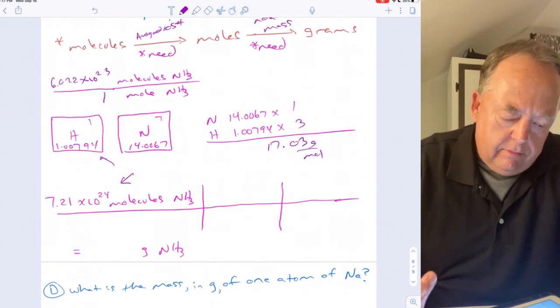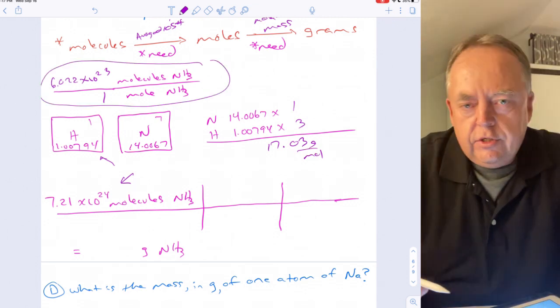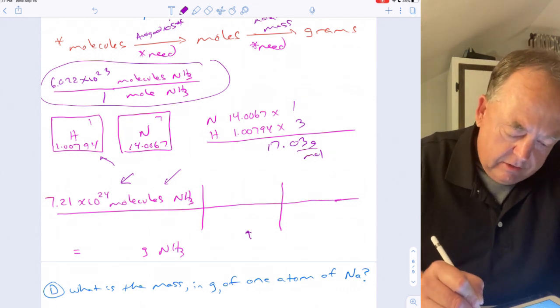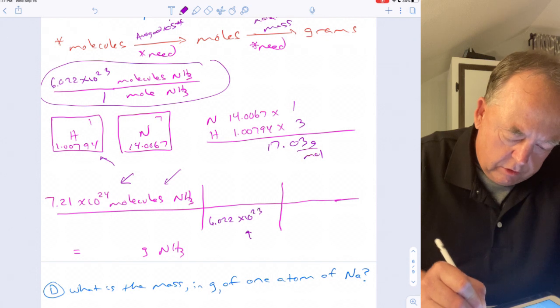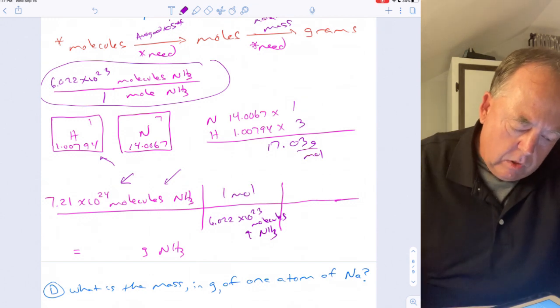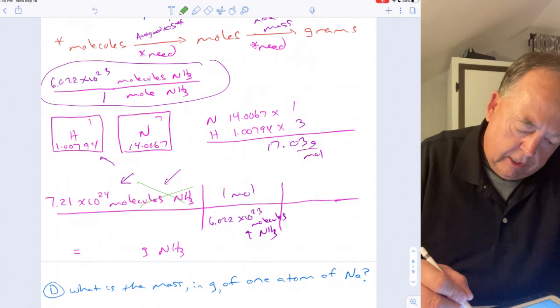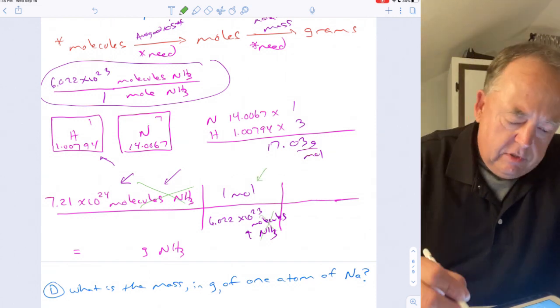We want to convert that to moles. We want to use this conversion factor. Since molecules are on top here, we need molecules on the bottom here. So 6.022 times 10 to the 23rd molecules of NH3 is 1 mole. So then your molecules are going to cancel, right? Molecules cancel out.